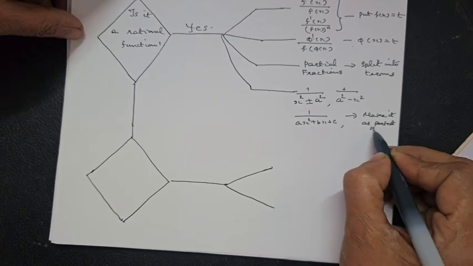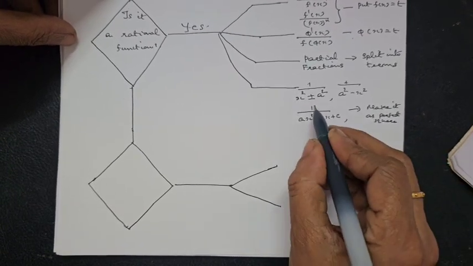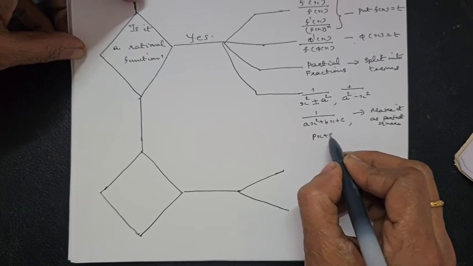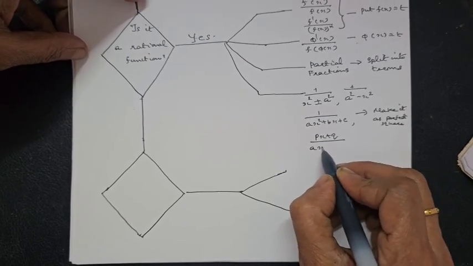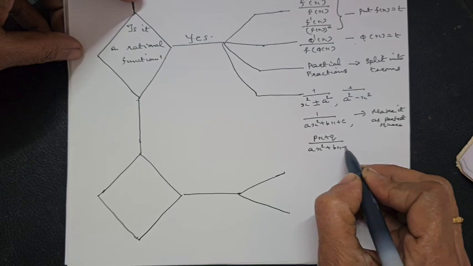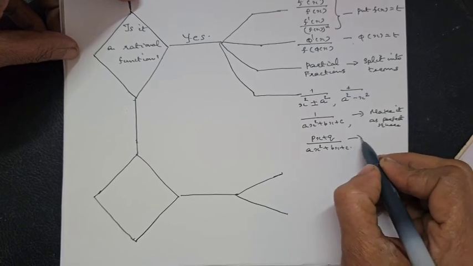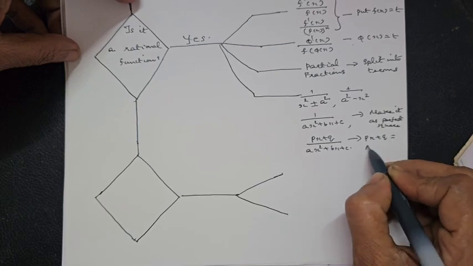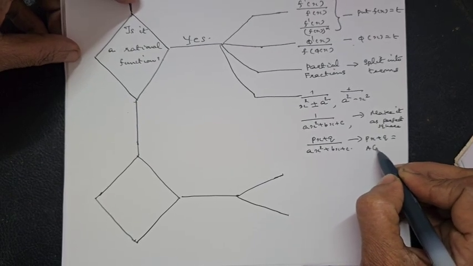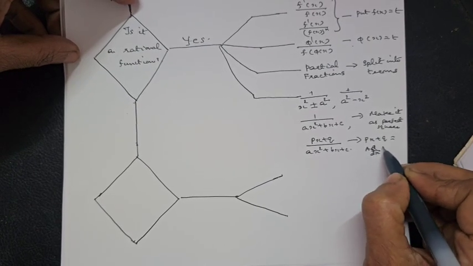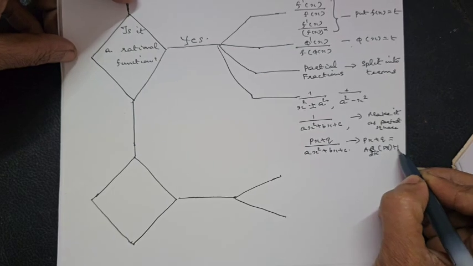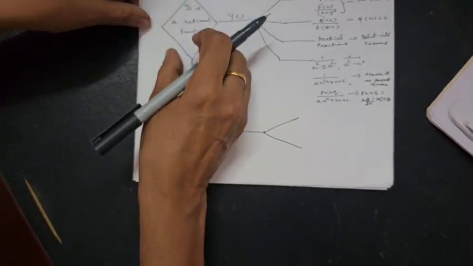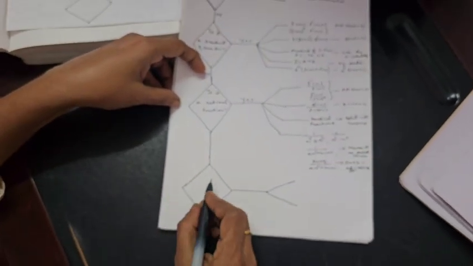Otherwise it can also be linear by quadratic. It can be p x plus q by a x square plus b x plus c, which we also discussed. Then we change the numerator: p x plus q is equal to A into the derivative of the denominator plus B. So these are the possibilities. If it is a rational function, these are the 4 possibilities.